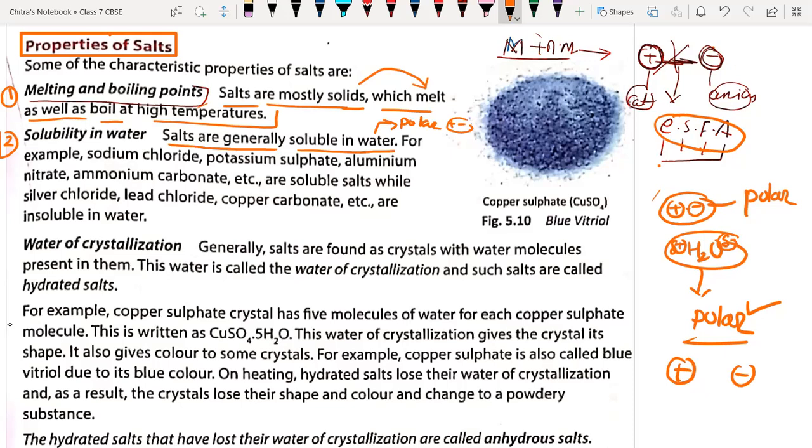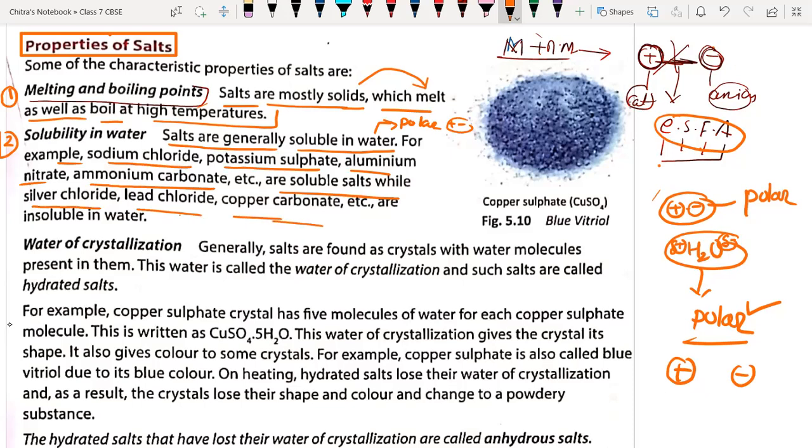And salts are also polar because they are formed by positive and negative ions. That's why, for example, sodium chloride will dissolve in water, as will potassium sulfate, aluminum nitrate, and ammonium carbonate. All these are soluble in water. These are soluble salts, while silver chloride, lead chloride, copper carbonate, etc.